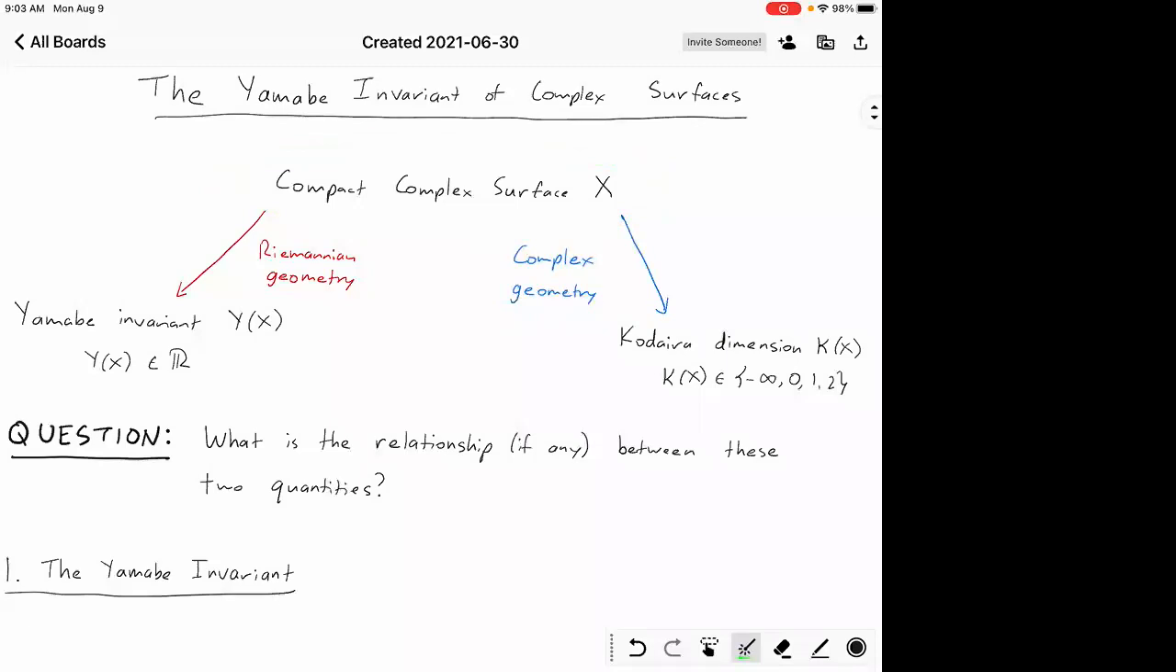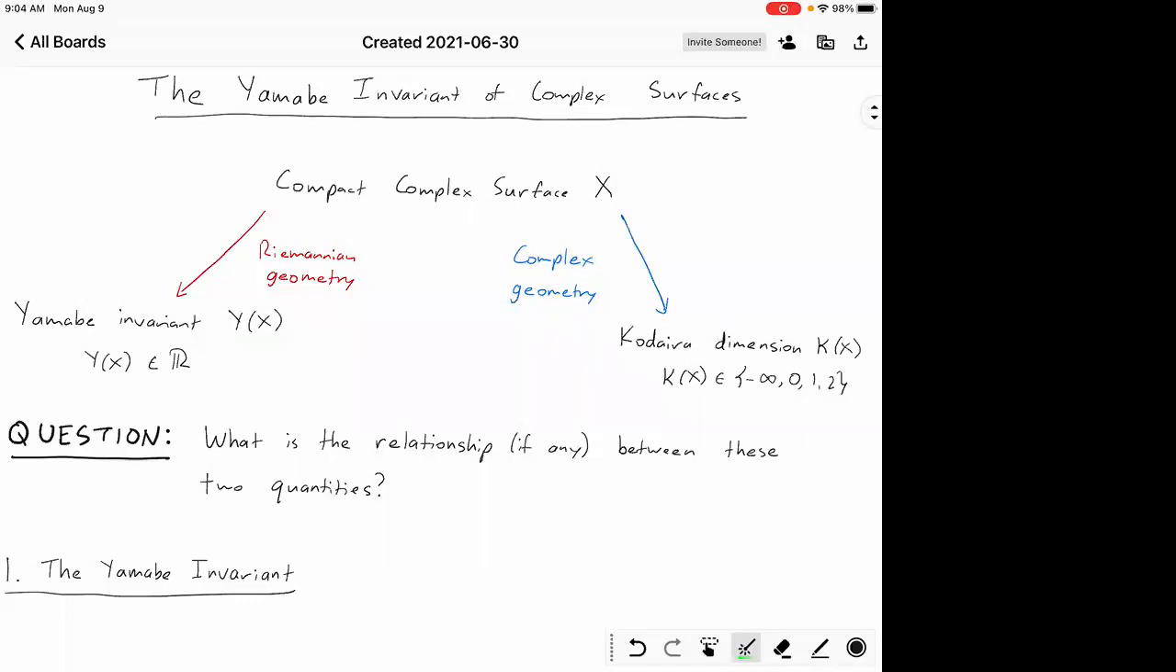And what I want to do is look at these manifolds, these complex surfaces, in two different ways, from two different points of view. So the first is via Riemannian geometry. First, I forget the fact that this is a complex surface, and I just look at the underlying smooth 4-manifold. Okay, so just forget about the complex structure and just think of it as a smooth 4-manifold. Then there's an invariant coming from Riemannian geometry called the Yamabe invariant. Okay, and that's a real number that you can produce for any closed smooth manifold.